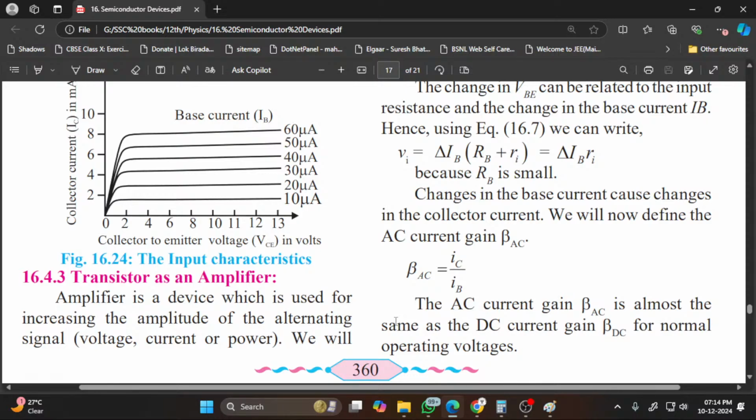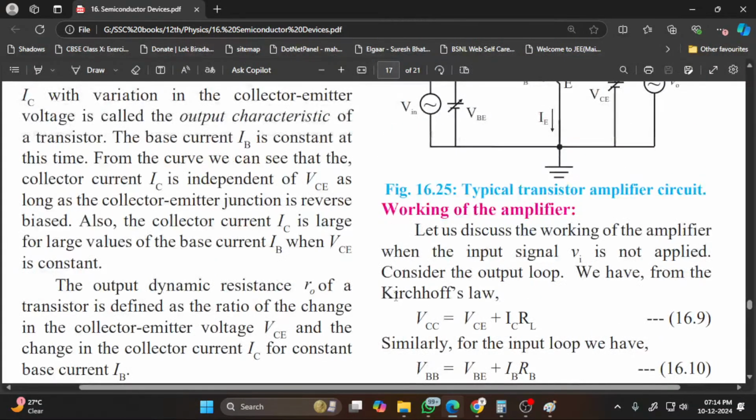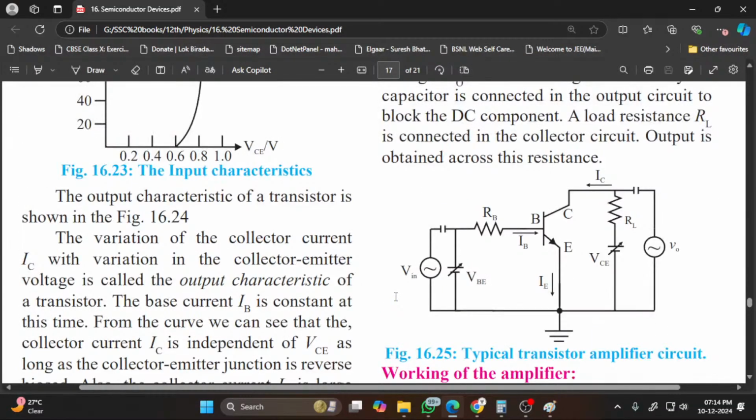An amplifier, like a sound amplifier, increases the intensity of sound. The sound is stored in the form of electric signal. So such electric signal can be given to the amplifier, and an amplifier can increase the magnitude of that signal. So this is the circuit of amplifier.